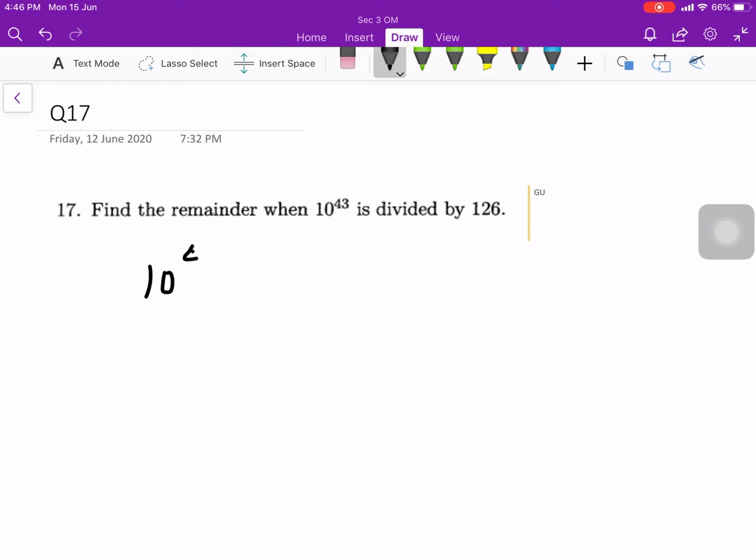That means 10 to the power of 42. In this case, that will be 2 times 10 to the power of 42 times 5 to the power of 42, because 10 is actually 2 times 5. Then for your 2 to the power of 42, I can split them as 7 times 6.